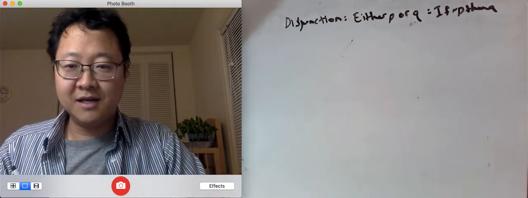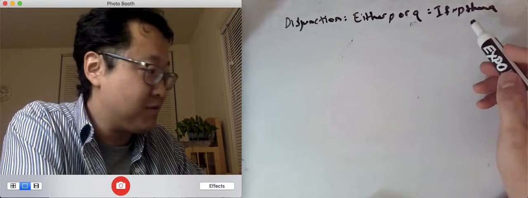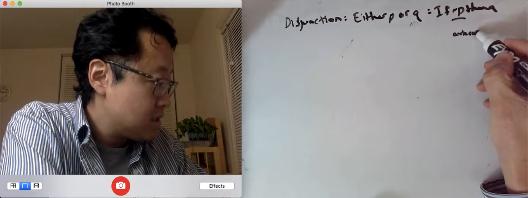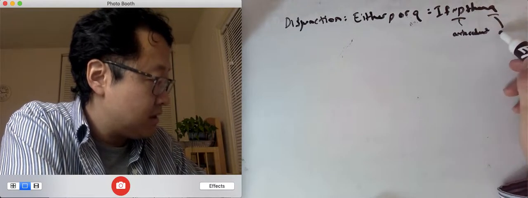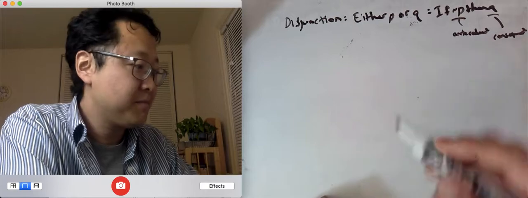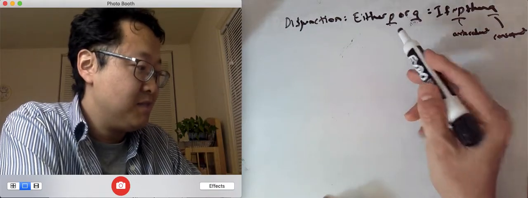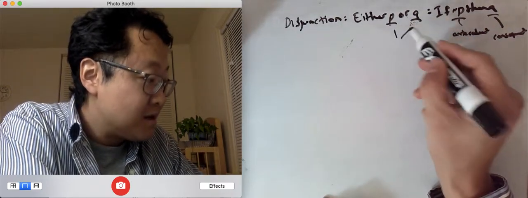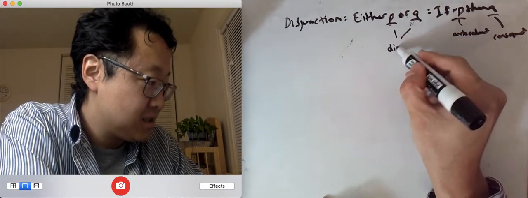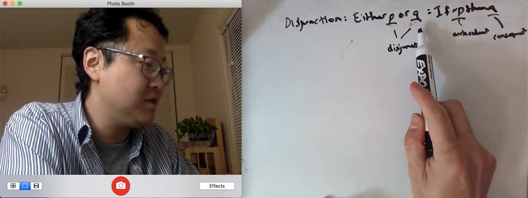Okay, now here's the new parts. In a conditional sentence, there were names for the parts. The not P right here is our antecedent, and the Q here is our consequent. Okay, so that's review. Now, these parts of the disjunction also have names. The P and the Q are called disjuncts. Each is a disjunct. So P is a disjunct, Q is a disjunct.